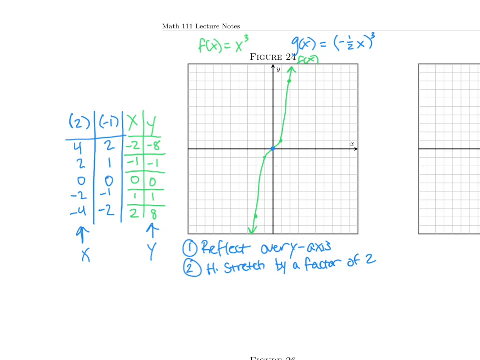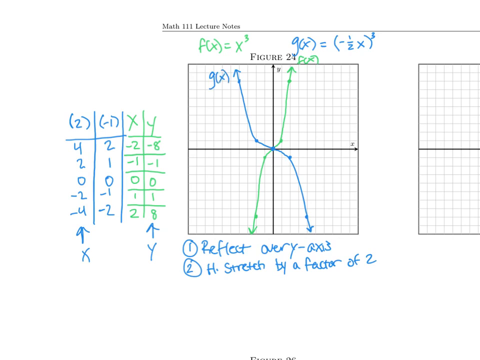So when I graph this, we're still going to have the point 0, 0. And then we have the point 4, -8. It's going to be down here. I have the point 2, -1, -2, 1, -4, 8, all the way up here. So we can see that our graph has been flipped, and it's also wider, giving us that horizontal stretch. There we go. And giving us g of x.